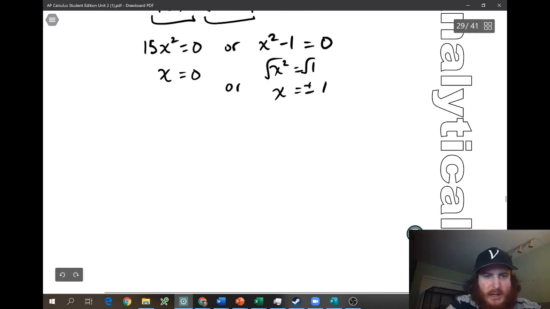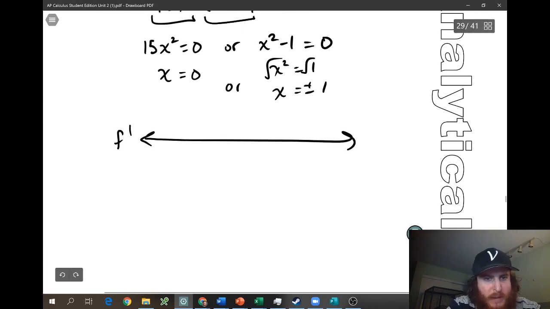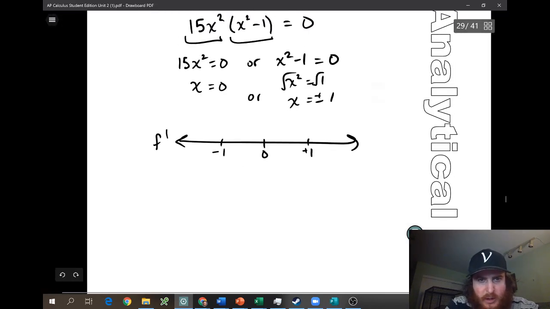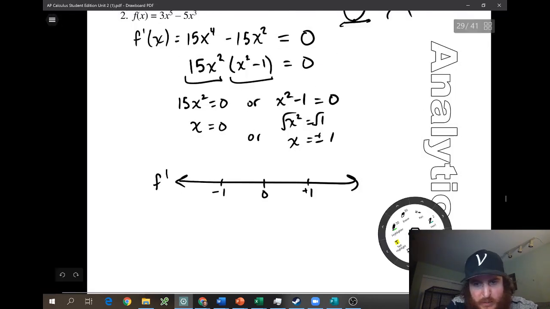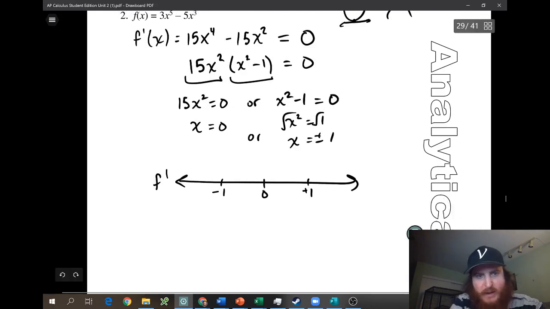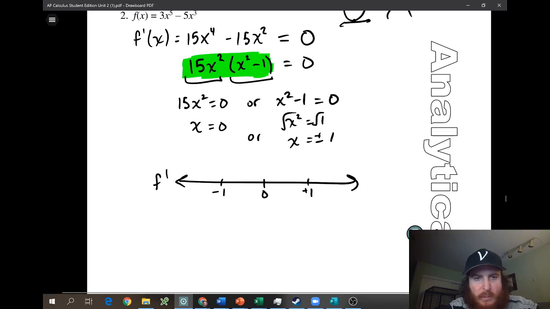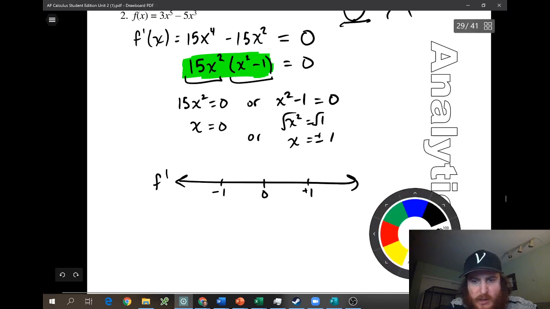And I don't need to plug these in yet because they didn't ask us to find the critical points, at least yet. So we're going to do just f prime and do our number line analysis. Now, the smallest number is going to be negative 1, then 0, then positive 1. And so we're going to plug in. The best place to plug in is always where you have it factored. It's going to be a lot easier to plug in here where it's factored. You could have plugged into the top line, the 15x to the 4th minus 15x squared, but we're going to see that it's a lot easier to do our number line analysis where it's factored.